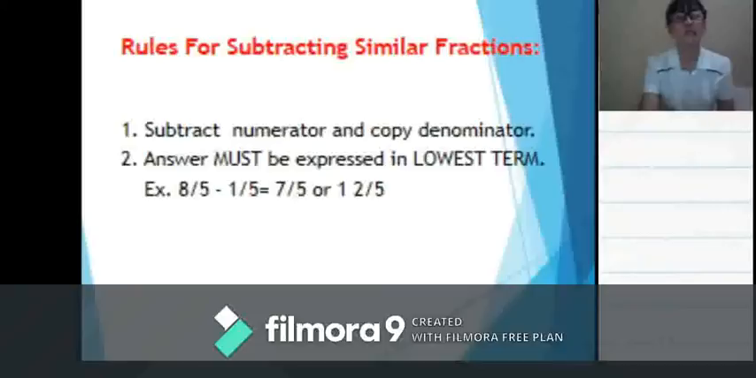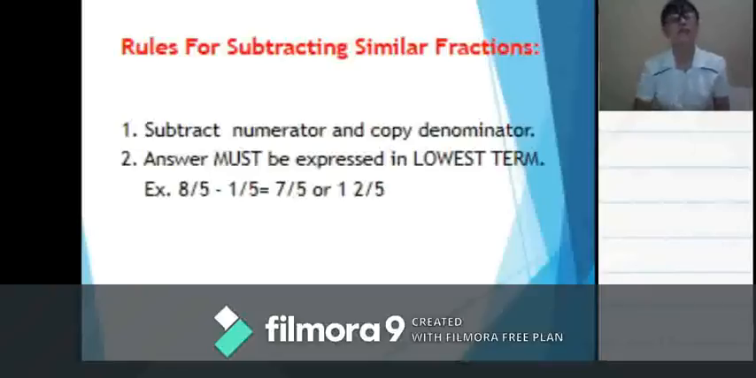So try to see this figure. In this example, 8/5 minus 1/5. Considering that the numerator is 8, we have to subtract from it the other numerator, 1. So 8 minus 1, the answer is 7. And then copy the denominator of 5. As you can see, this is an improper fraction. So you have to change it into a mixed number so that you are able to get the lowest term. So that is the rule on how to subtract similar fractions.